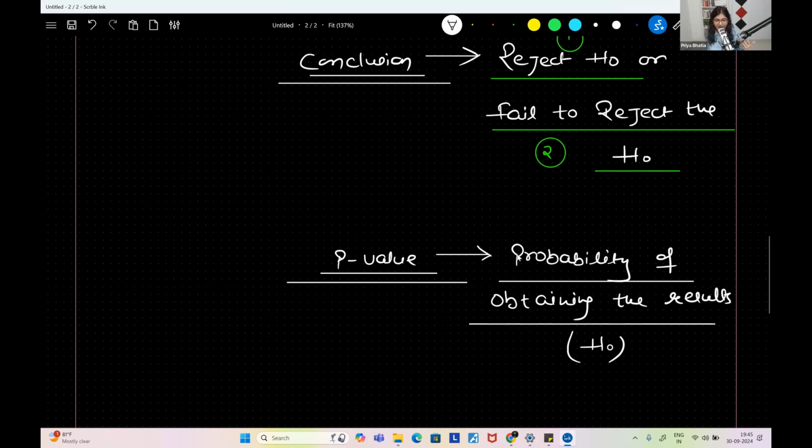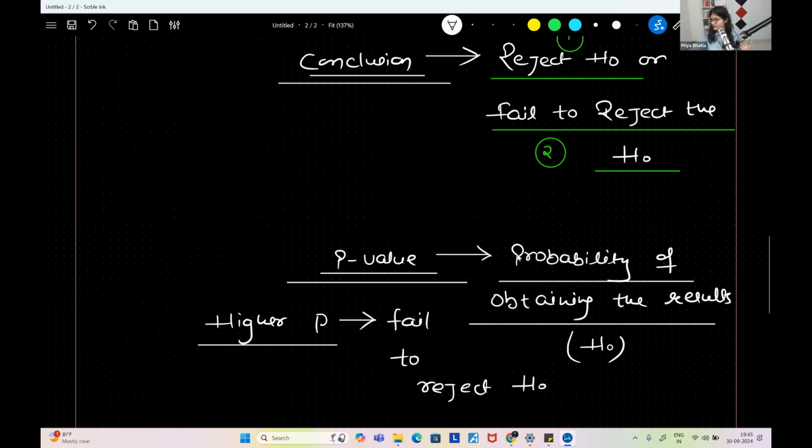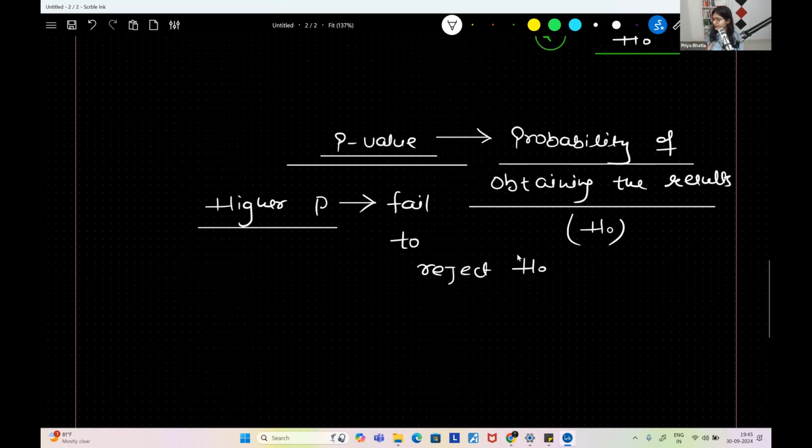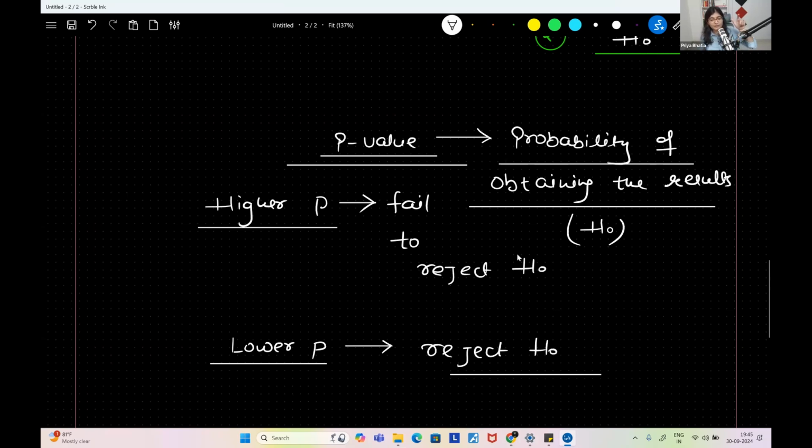If you have a higher value of P, there is a higher chance that you will fail to reject the null hypothesis. If you have a lower value of P, in that case you will simply say that I will reject the null hypothesis. So if the P value is bigger, it is an indication that somehow our null hypothesis is correct. If it is lower, it is an indication that we should reject the null hypothesis. Is that fine?